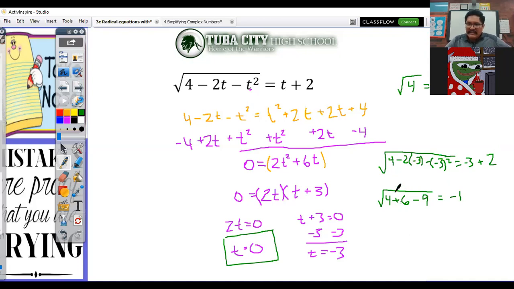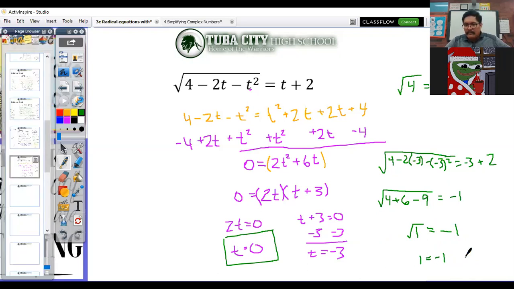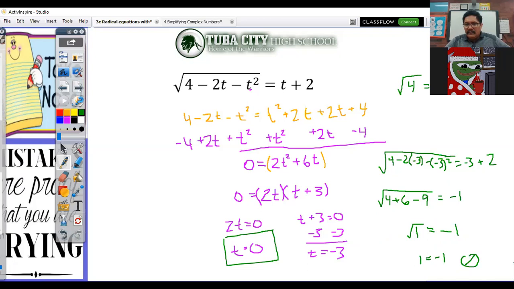4 plus 6 is 10, and 10 minus 9 is 1. So square root of 1 equals negative 1. Okay, well, again, maybe something different might happen. Take the square root of 1, you get, well, 1. 1 equals negative 1. This is an incorrect solution. That does not work out the way it should.